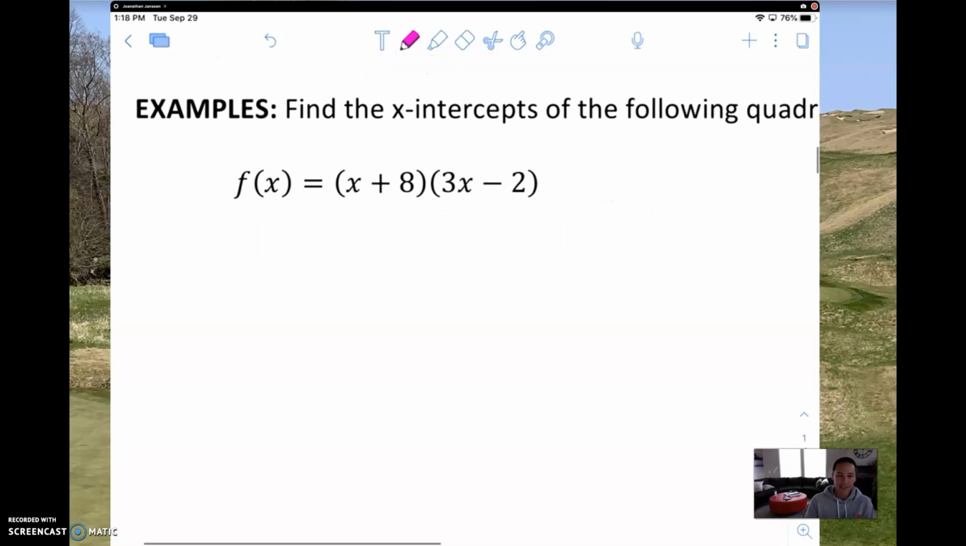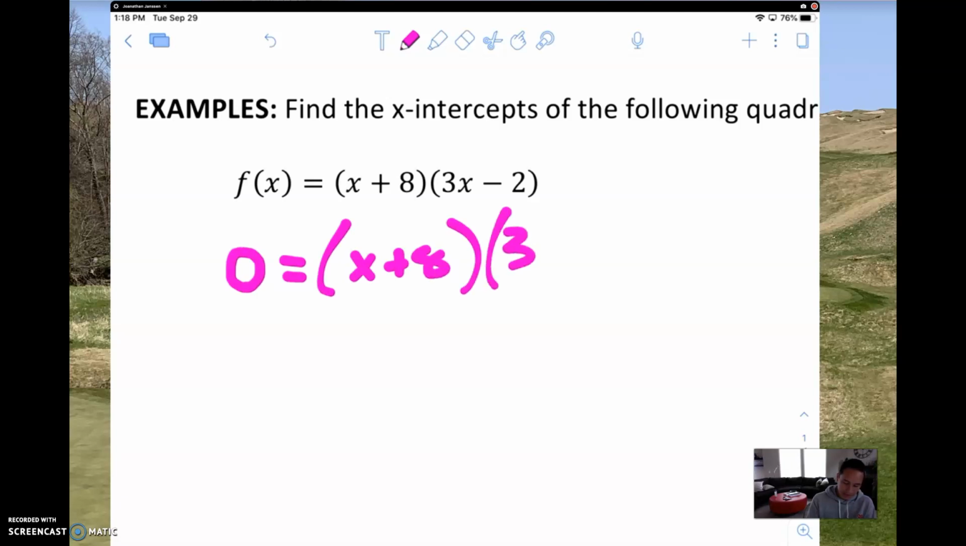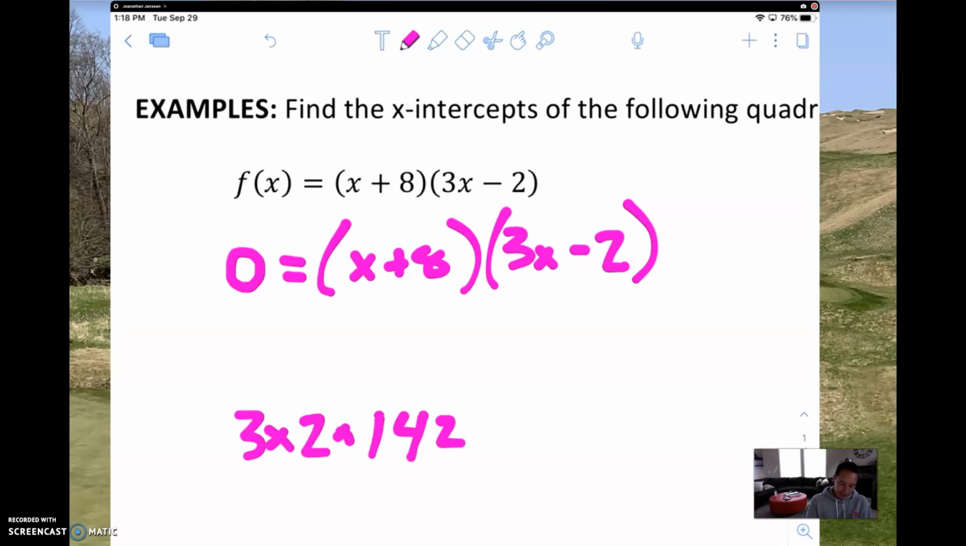To find an x-intercept, we're just going to replace y, which is in this case f of x, with 0. So 0 equals (x + 8) times (3x - 2). And the way I'm going to describe this is, you've all seen those memes on Facebook or whatever where it says like 3 times 2 times 1426 times 0 times 1. What does that equal?